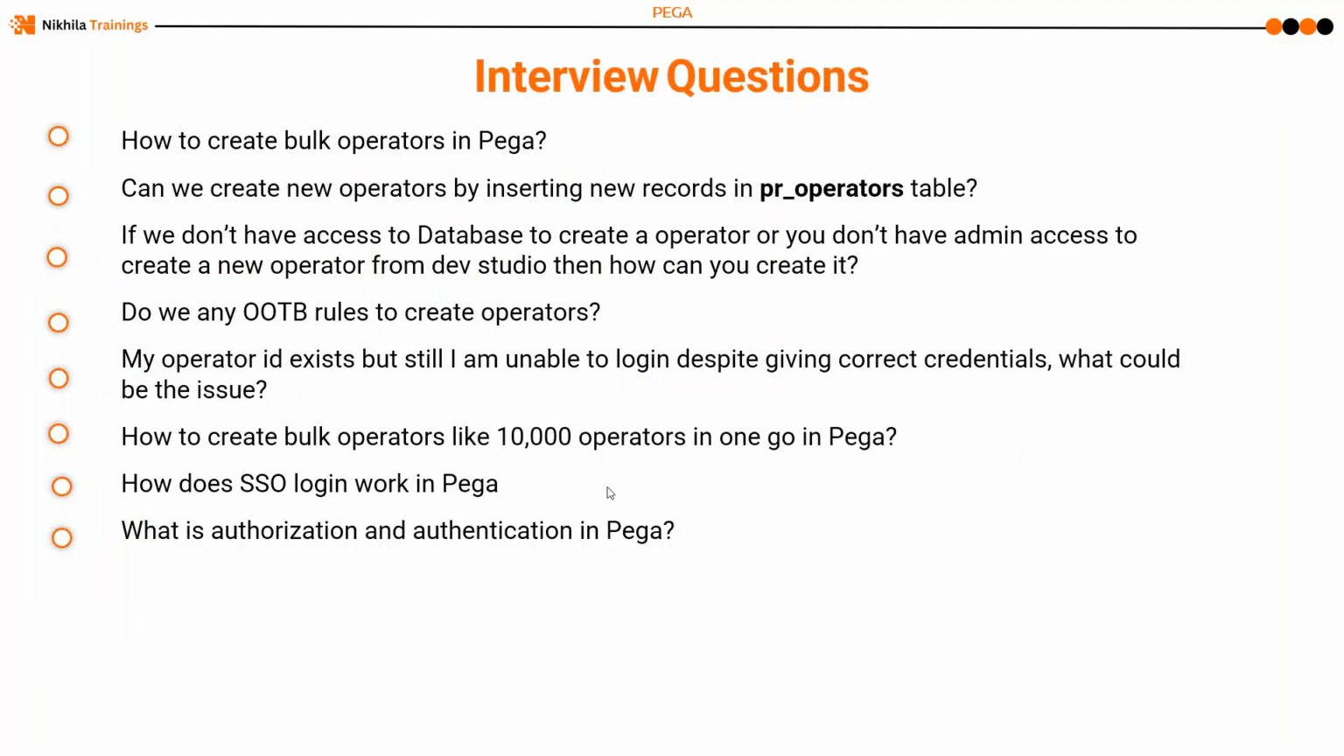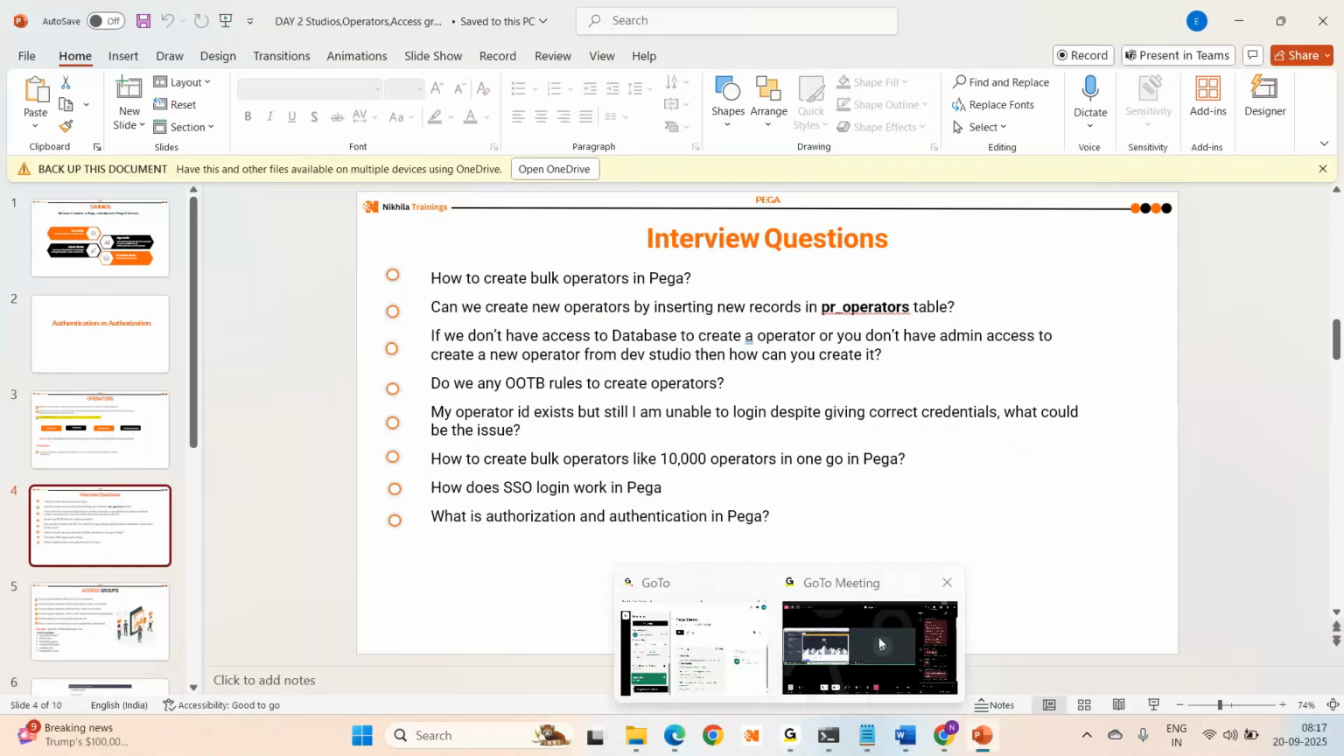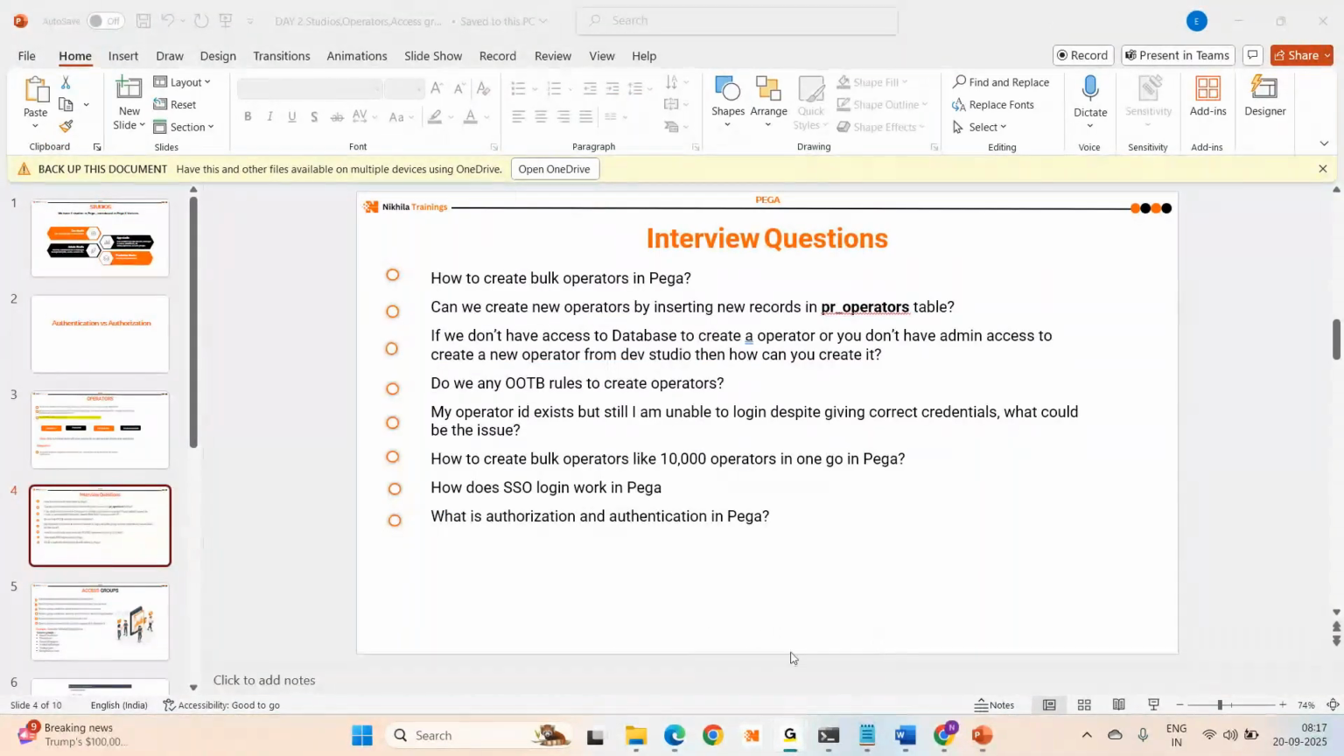Is there a way to create bulk operators in Pega? Anybody, any idea? Do we have any option to create? Yes. How? Can you please tell me? Activity OOTB is there, right? Create operator ID. Wonderful. Exactly right.